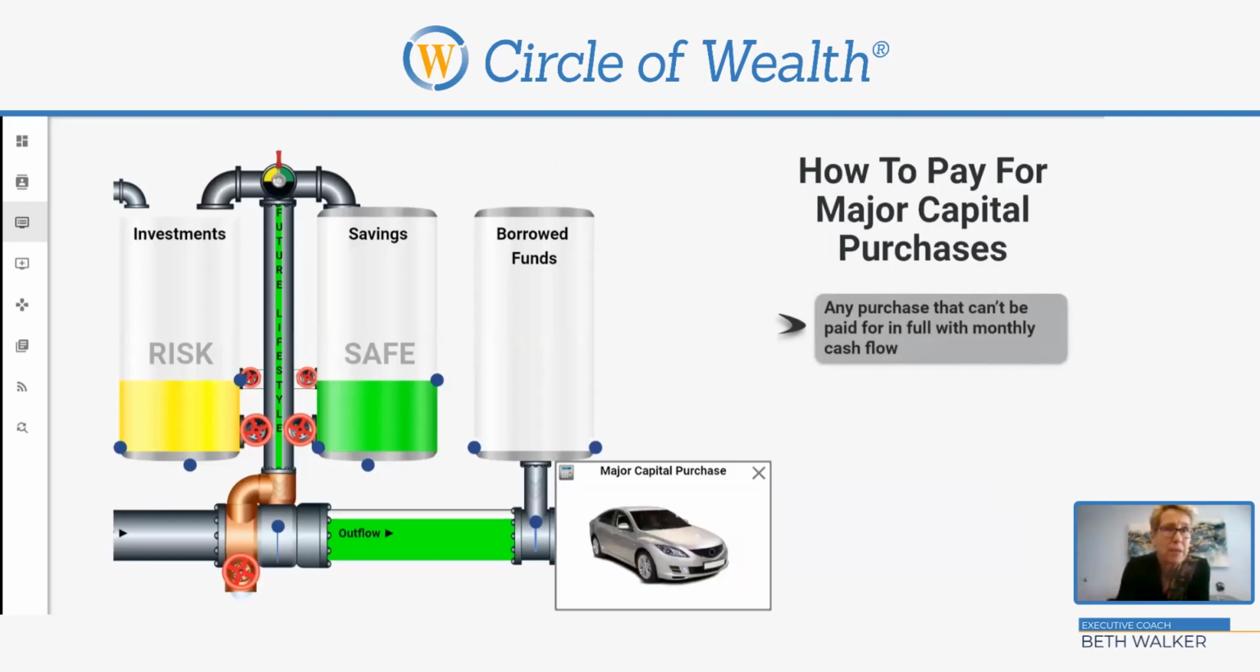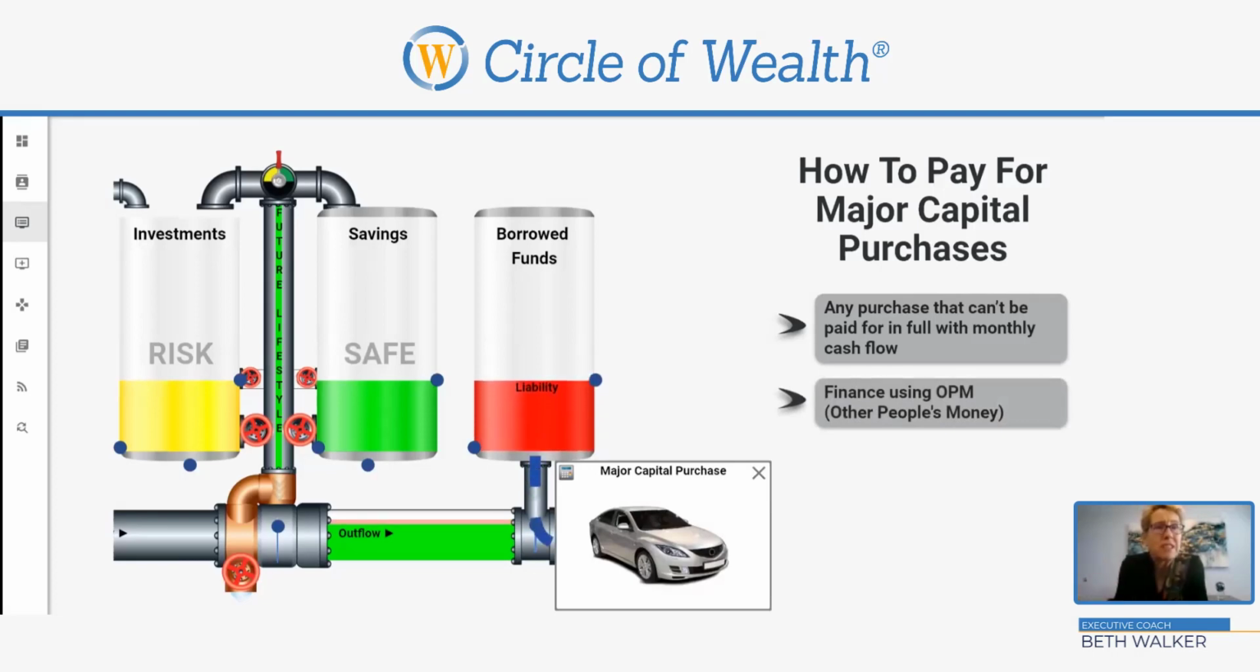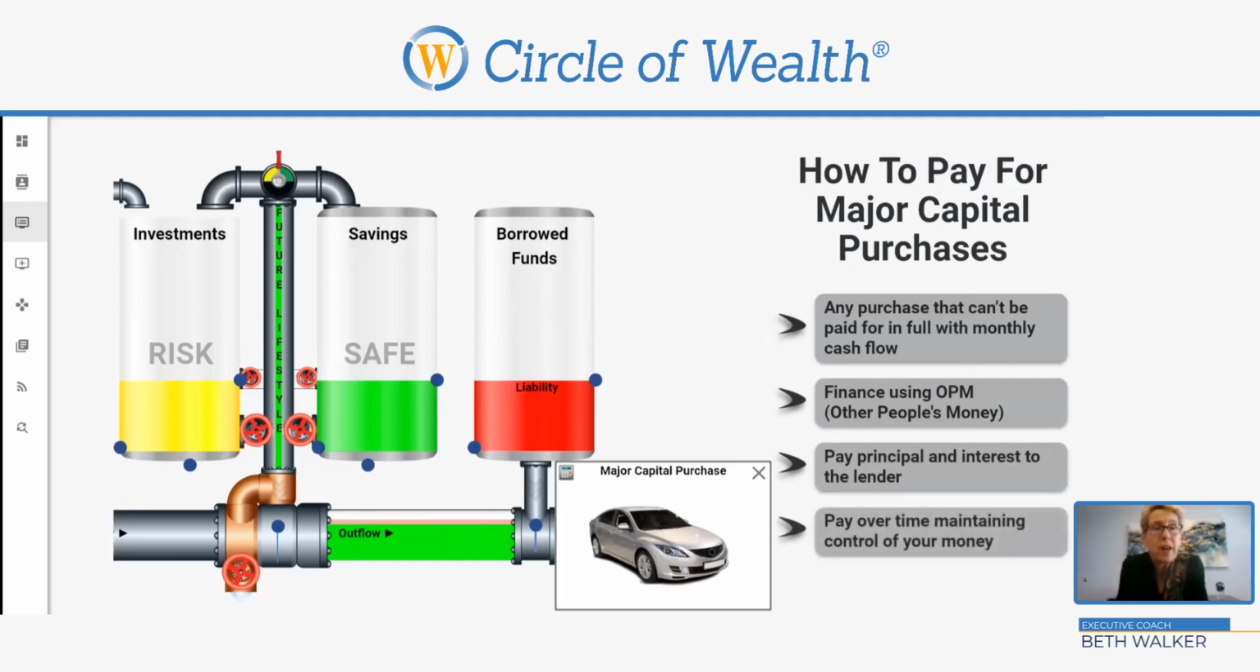I can't screw it up. The script is right there. So my client is sitting there and I'm saying major capital purchase. It's any purchase that can't be paid for in full with monthly cash flow. I click the arrows. Most of the time, when you buy a car, when you buy a house, and anymore when you buy college, you're using other people's money. The idea is that you pay principal and interest to the lender, and you can point out with cash flow, and you pay over time so that you maintain control of your money.